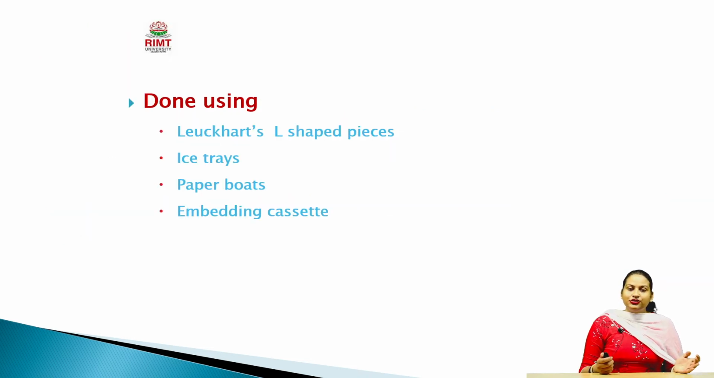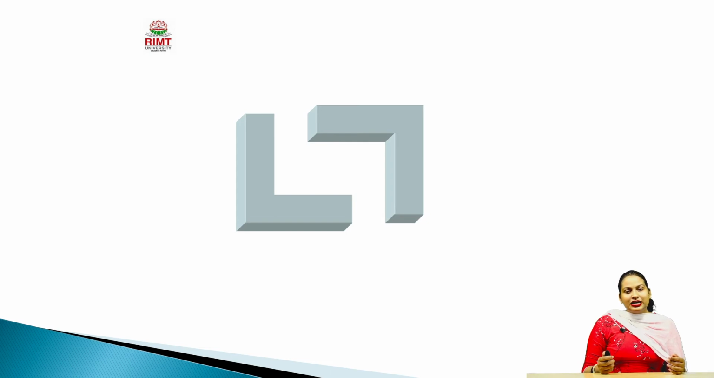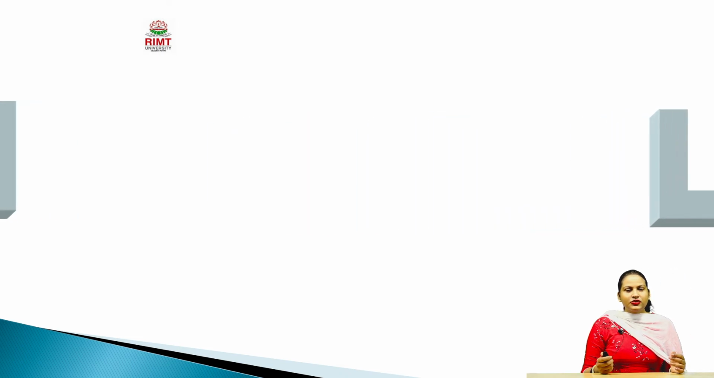This embedding process is done using Leuckhart's L-shaped mold, or an ice tray, paper boards, or embedding cassettes. Generally we use two types, the L-shaped mold and the embedding cassettes, but nowadays the embedding cassette is most commonly used because the L-shaped mold is an old method. This is an example of an L-shaped mold. This is how you can put two L's in this way, so that they make a square inside, like this. You can see.